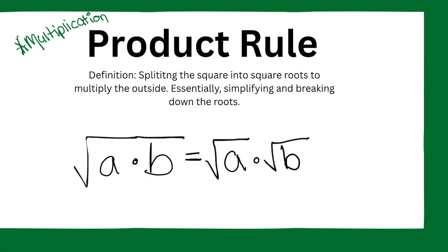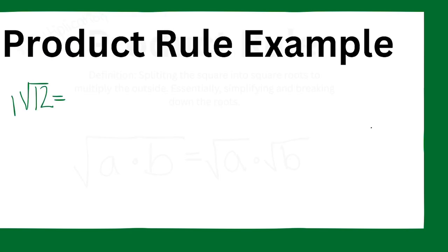Product equals multiplication. Anyways, so for the rule, I have the square root of a times b equals the square root of a times the square root of b. As we see, we have these two terms under the same square root, and then essentially we break them down and put them under their own square roots. So let's do a quick example together.